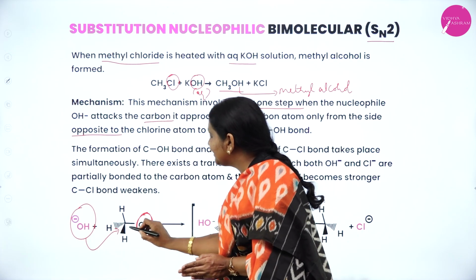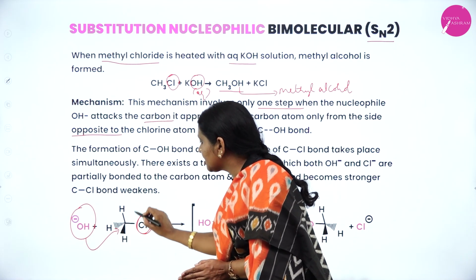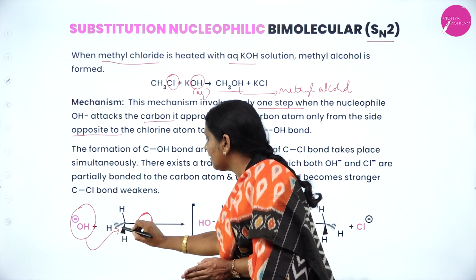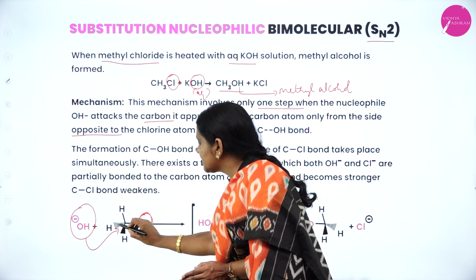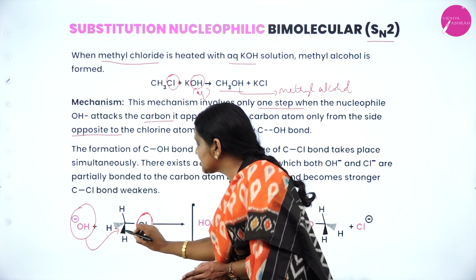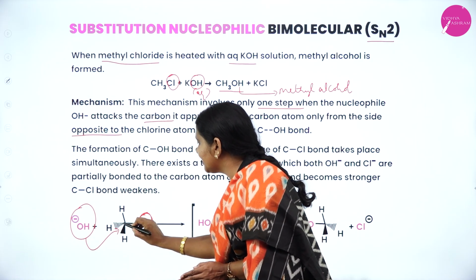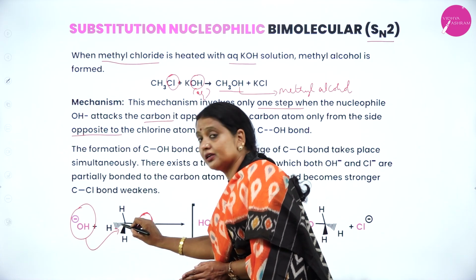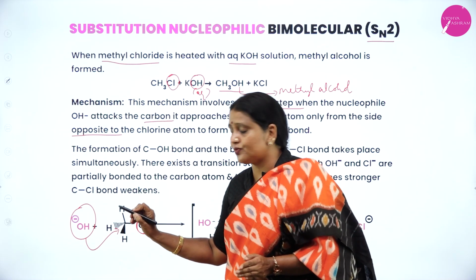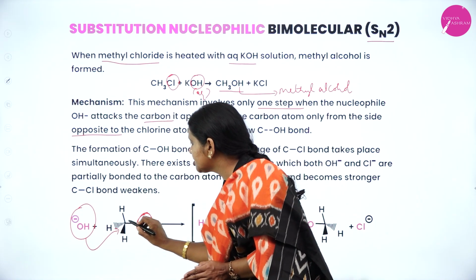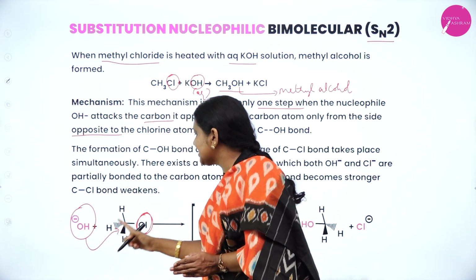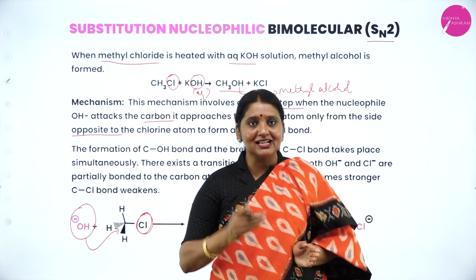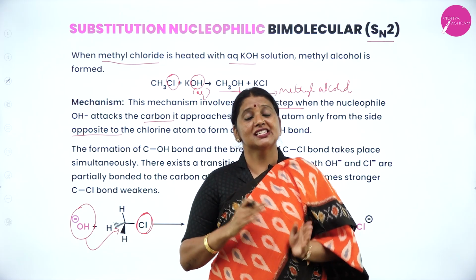Chlorine atom. And this is the three-dimensional structure of methyl chloride. This is known as dash wedge. This is known as solid wedge. These are normal lines. So this dotted line is called what, my dear student? Dash wedge. This is known as solid wedge. This is known as normal line.